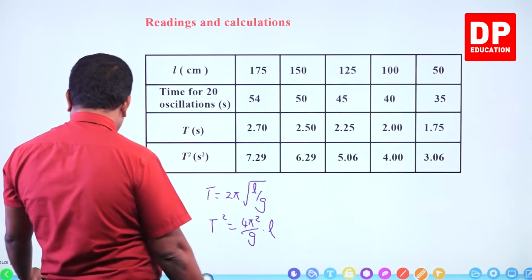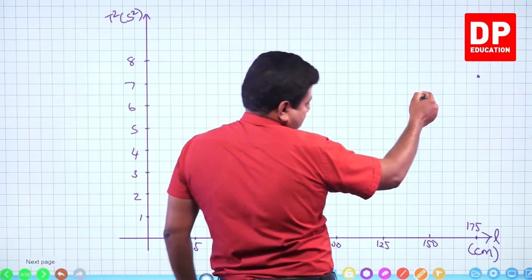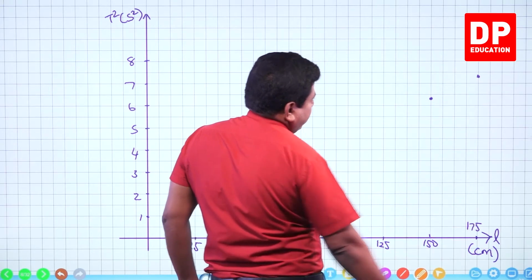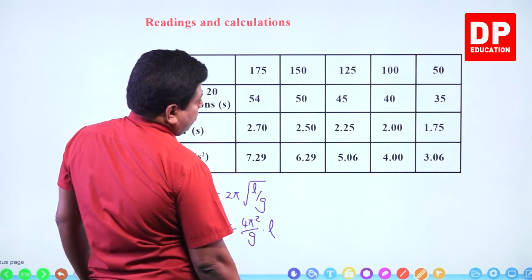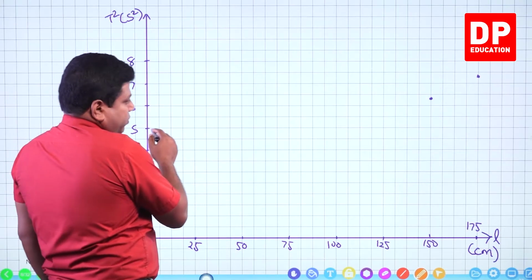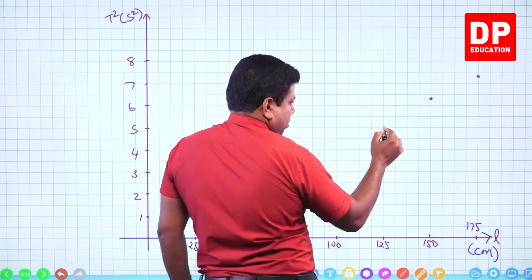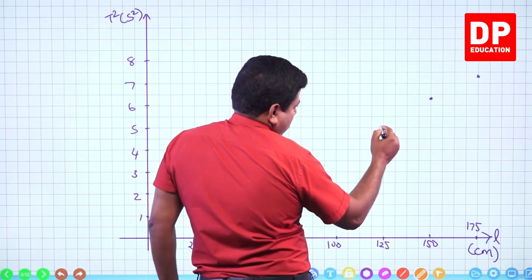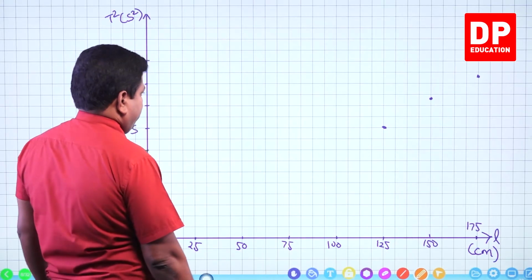150, 6.29. That will be 6.29. Then 125, 5.06. 5.06 is almost 5, right? Almost 5.